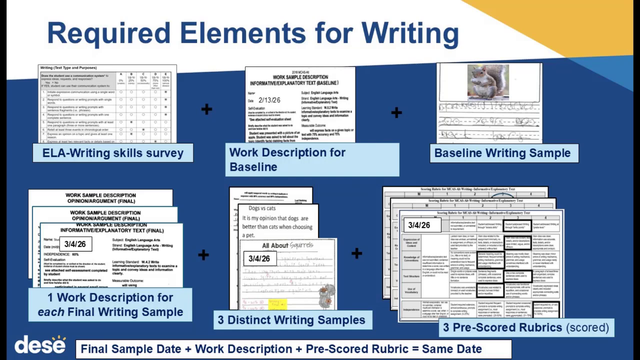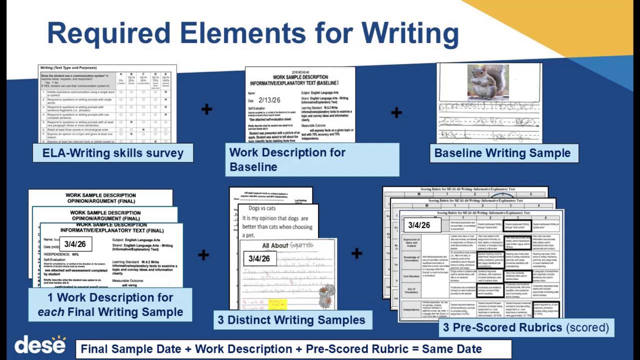And this is just a visual of all the required elements. For some of you who like to have a visual, I always like to see what it looks like completed. So in this case, you have your skill survey, then a work description for the baseline, and then your baseline writing. In this case, the student was able to write.